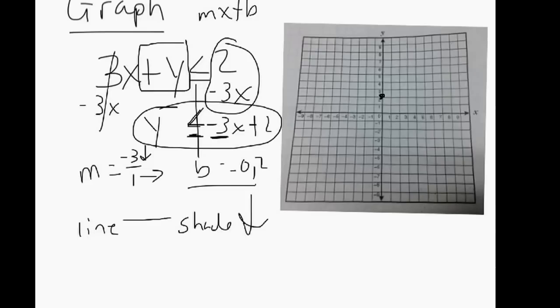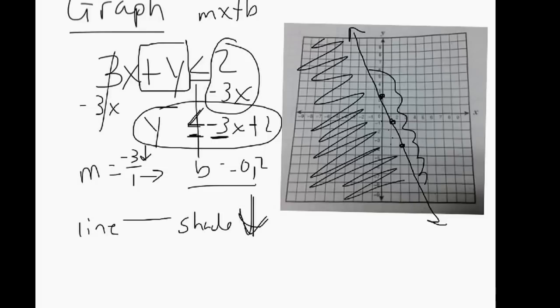From there, I count out my slope. Down 1, 2, 3 over 1. Then I'm going to draw a solid line through those. Shade down. So if you think about this as a ladder, if I were climbing up, I'd climb up on this side. So shade down is this side over here.